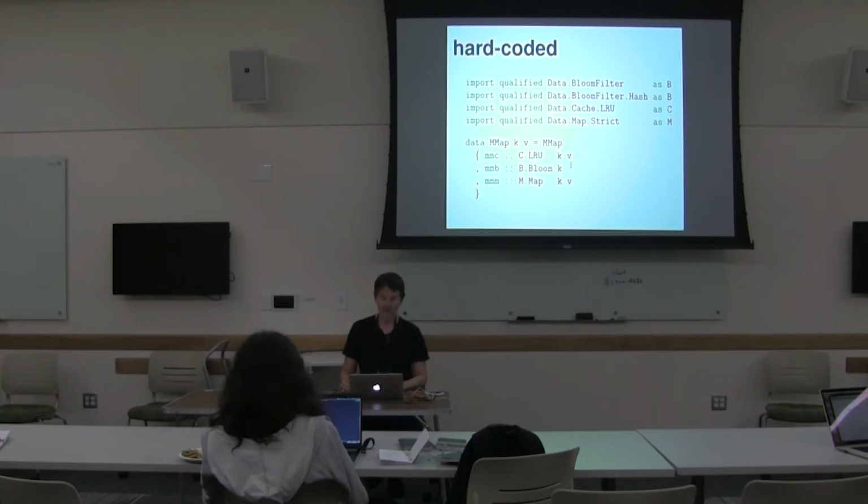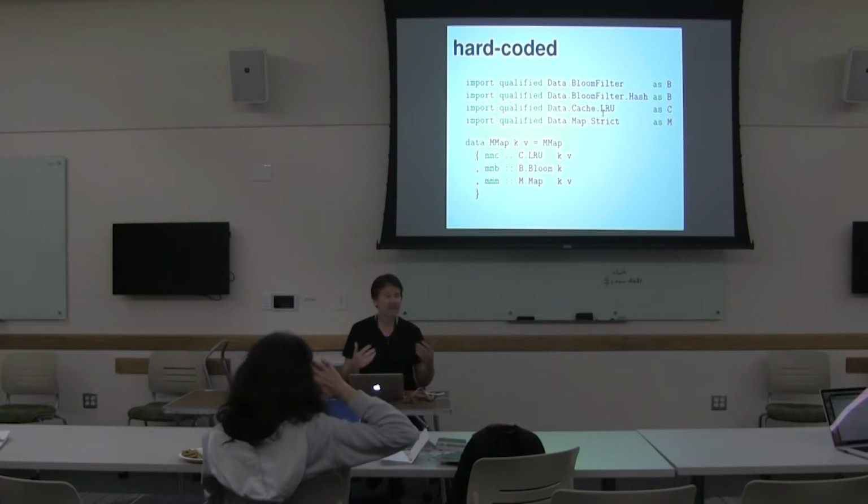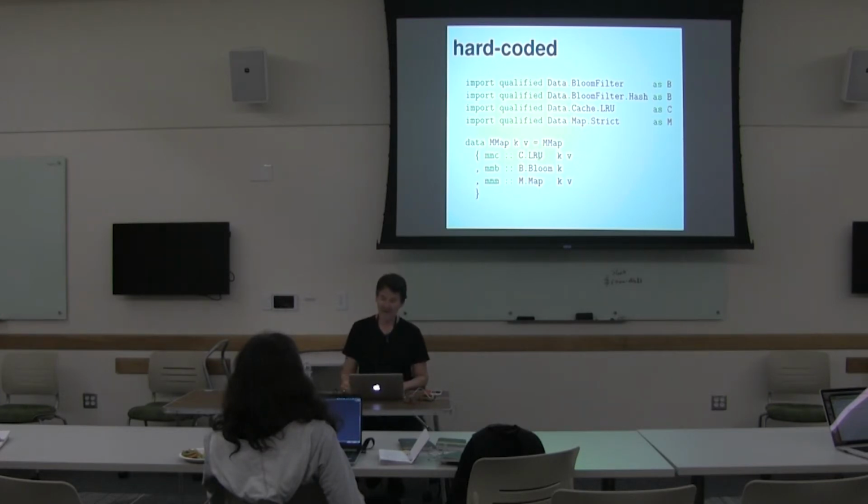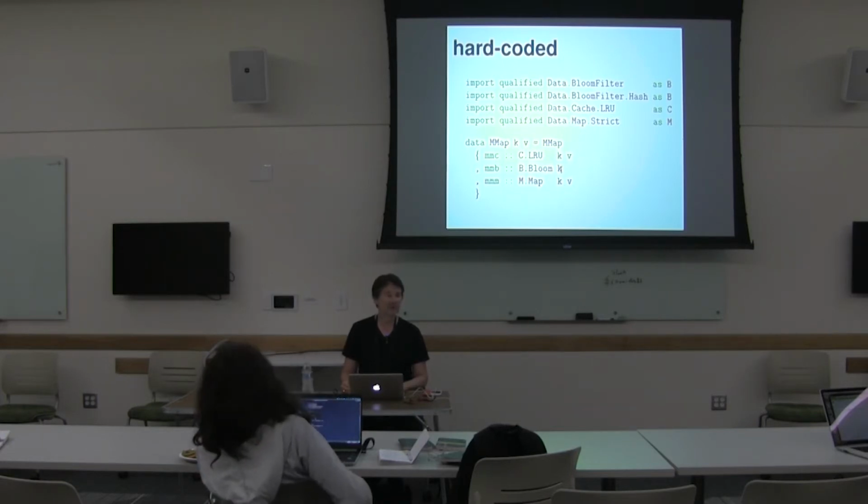We could build one of these by just declaring a data type, and I'm calling it Map, stuttering, just Map. It defines a cache, and this cache is just from something existing. When we built our own caches and Bloom filters we did our own, but I'm just grabbing stuff out of Hackage because I'm more interested in the technique than the exact implementations of anything. So I've got a cache of keys and values, I've got a Bloom, which only knows about keys, and I've got a map of key values.